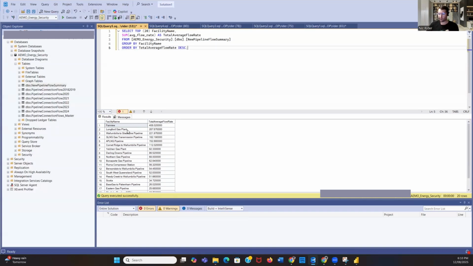So that's in Queensland. Longford gas plant, I'm not sure. Wallumbilla to Gladstone pipeline. Okay, Wallumbilla is just outside Roma, Western Queensland, up to Gladstone, which is sort of south of Rockhampton, around that Bundaberg type region as well. GLNG gas transmission pipeline, APLNG pipeline, Comet Ridge to Wallumbilla pipeline, etc. Okay, Darling Downs pipeline. So a lot of these pipelines that I can see straight away are actually in Queensland.